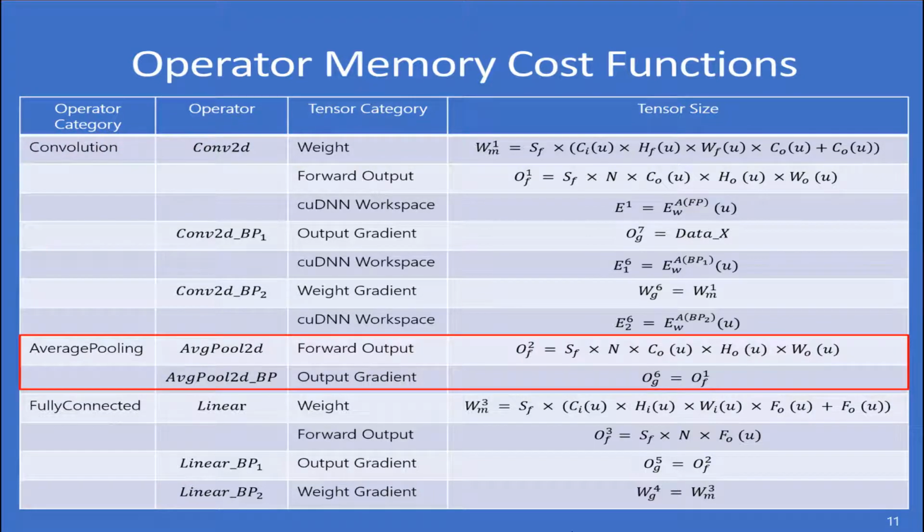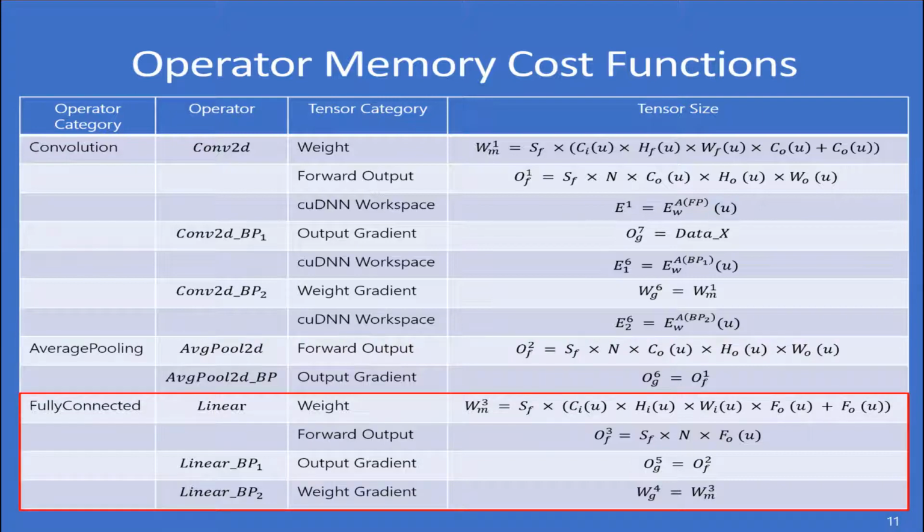Second, we have the average pooling operator. It contains AvgPool2D in forward propagation and AvgPool2D BP in backward propagation. Finally, it also contains the fully connected operator. It contains Linear in forward propagation and Linear BP1, Linear BP2 in backward propagation.